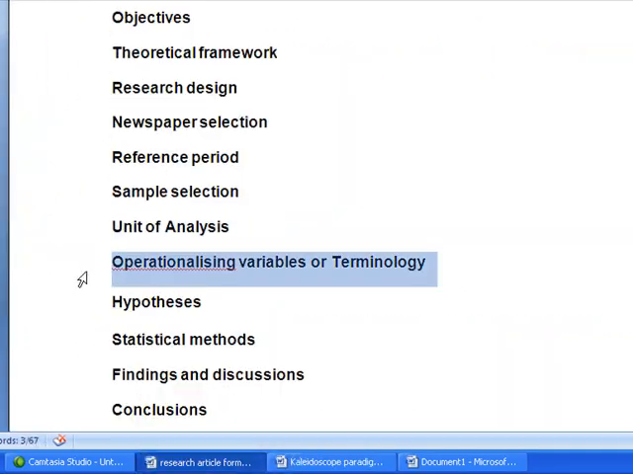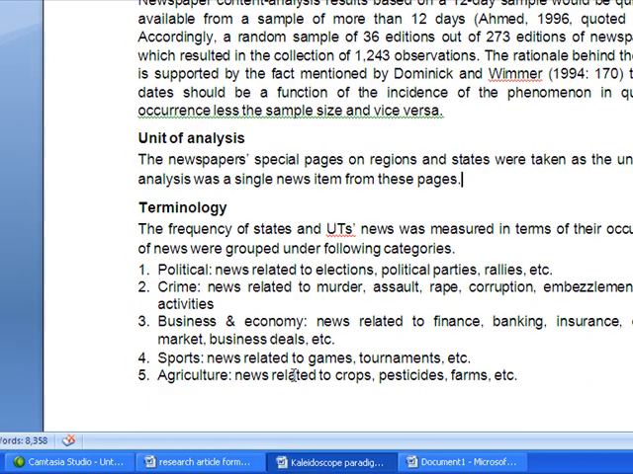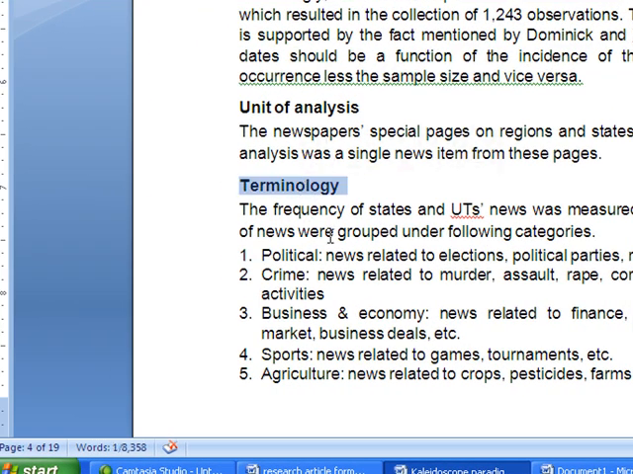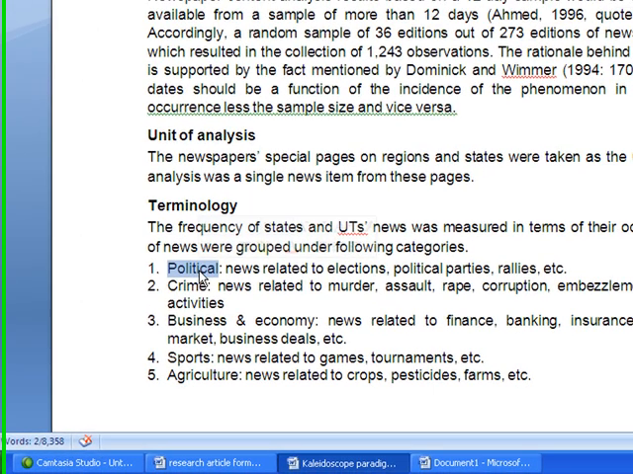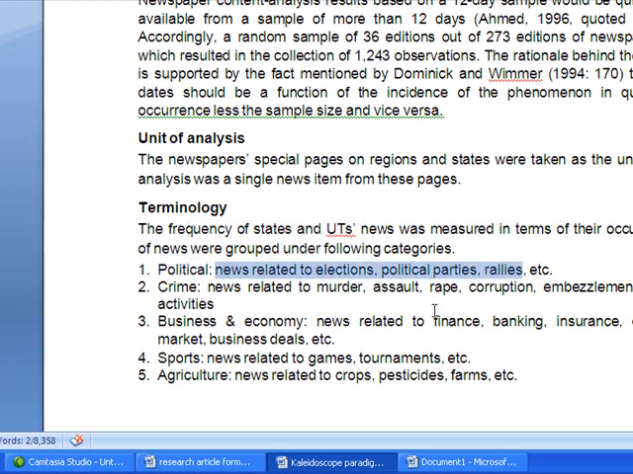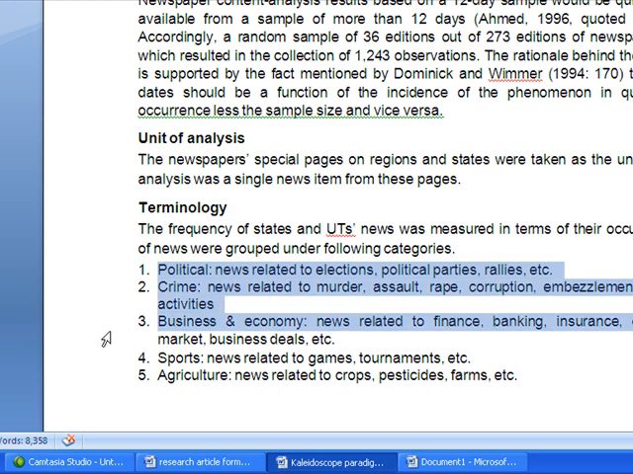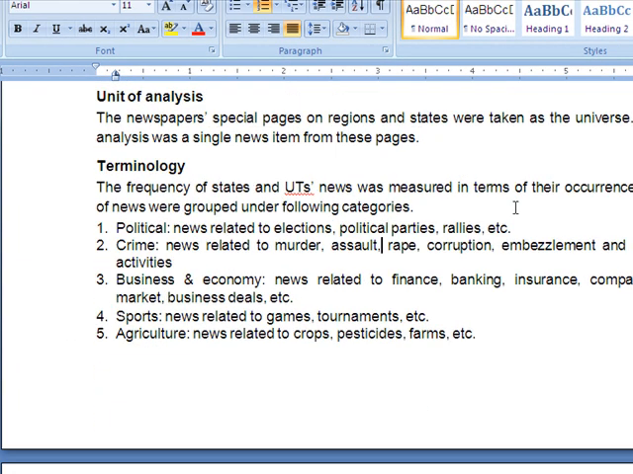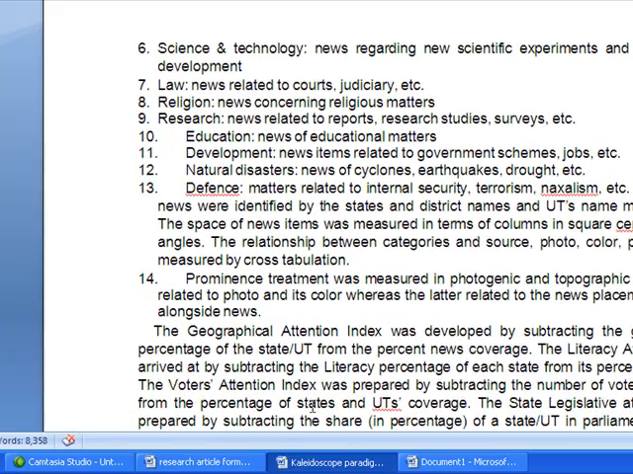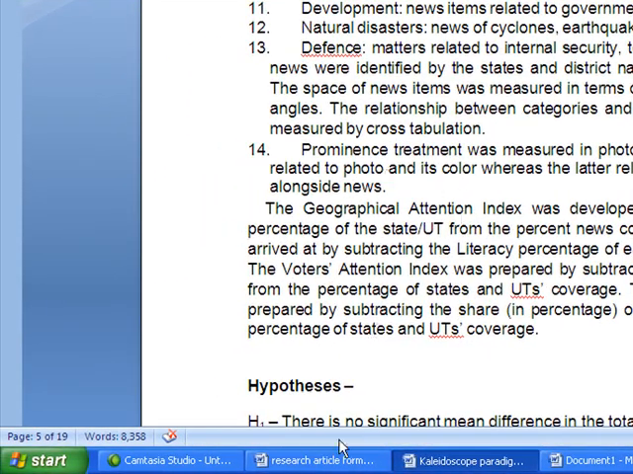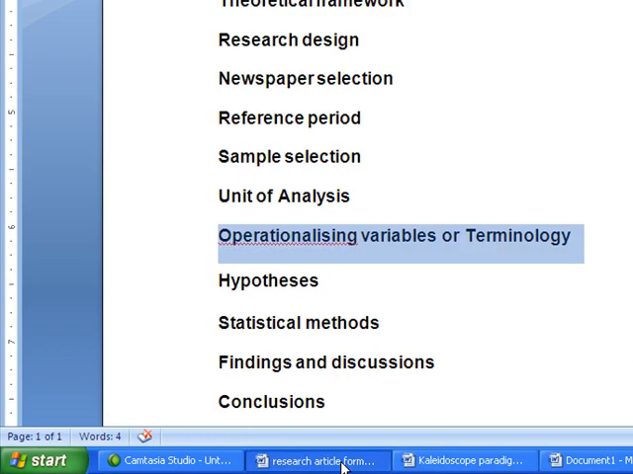Then comes your operationalizing variables, or the terminology. If I use this word terminology, then I have to explain the definition of every term used in the objectives, like political news. This is the definition of political news. Crime news, business economy. Most of the time the definitions are adopted from other researchers, and we have to give credit to them in the form of references. So these are the terminologies. Everything has been defined in this.